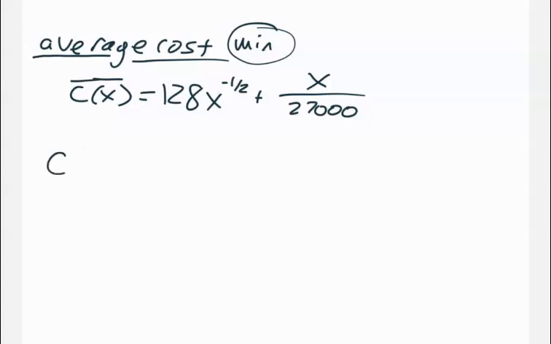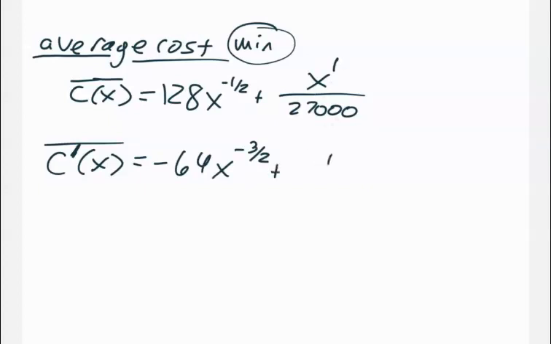So we want the derivative of average cost. Negative 1/2 times this is negative 64. Negative 1/2 minus 1 is negative 3/2. And then this is x to the first. Don't forget it's 1 over this 27,000 number. The derivative of x to the first is just 1, so you're left with 1 over 27,000. Because it's a fraction, it sometimes looks nice to write it in front, but think: the derivative of 3x is 3. The derivative of 1 over 27,000 x is 1 over 27,000.